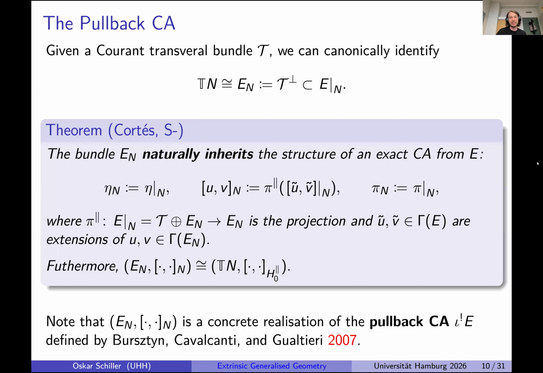And this actually is a realization of this canonical structure that we looked at before. So it is isomorphic to the generalized tangent bundle over the submanifold, equipped with this bracket where the twist is given by the parallel projection of H naught. And why is this called the pullback Courant algebroid? There's no pullback involved here. This is because it is a concrete realization of the pullback Courant algebroid, which was defined previously by Burstall, Cavalcanti, and Gualtieri.